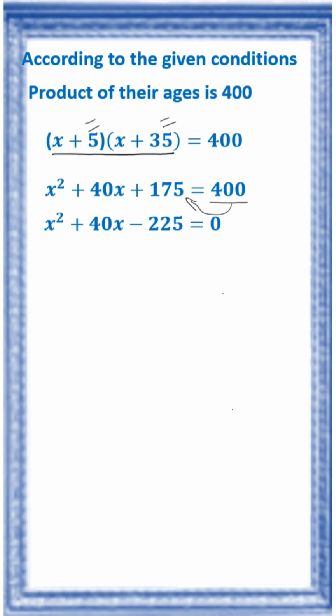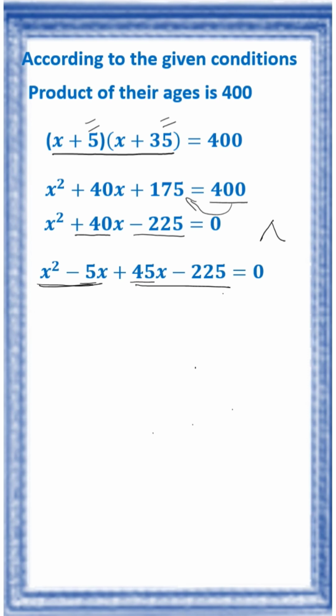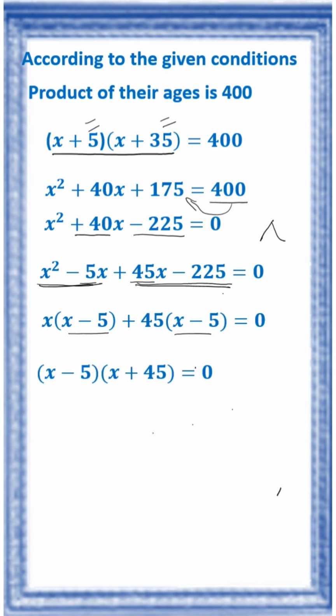Now we have to find two numbers such that their product is negative 225 and sum is positive 40. Those numbers are negative 5 and positive 45. So now it becomes x square minus 5x plus 45x minus 225 is equal to 0. Now let us group this and this. Here x is common, here 45 is common. So this becomes x into x minus 5 plus 45 into x minus 5 is equal to 0. x minus 5 is common, so it becomes x minus 5 into x plus 45 is equal to 0.